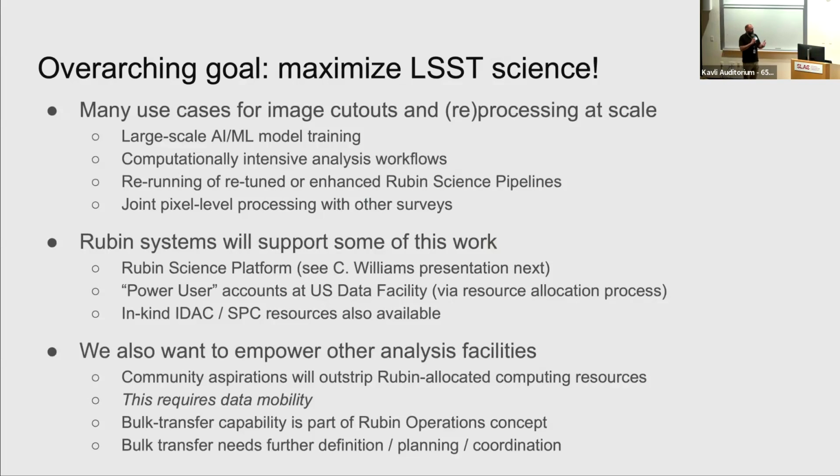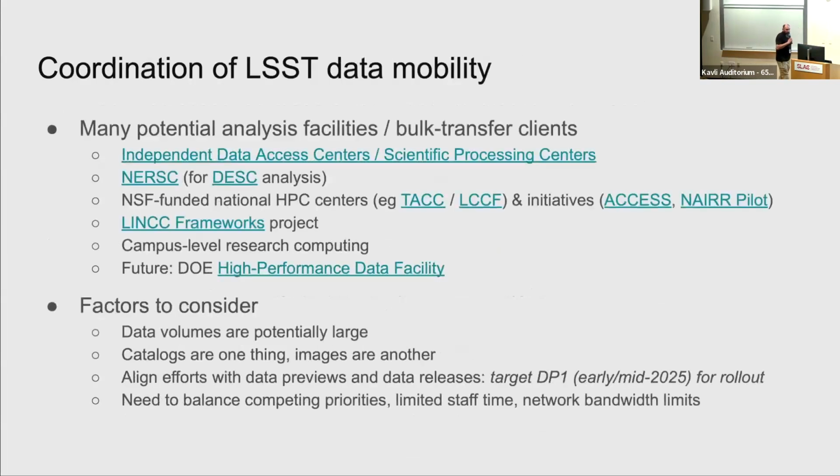And this requires, of course, data mobility. And we think about this in terms of a bulk transfer capability. This is part of the Rubin concept of operations. And it's something that we're now at the point of wanting to further define and plan and coordinate. So what does that coordination look like, just at least in outline form?